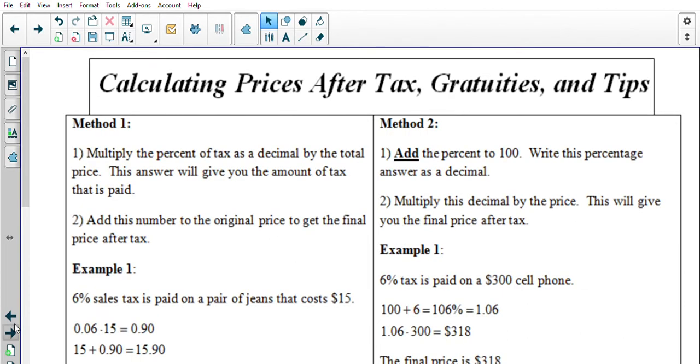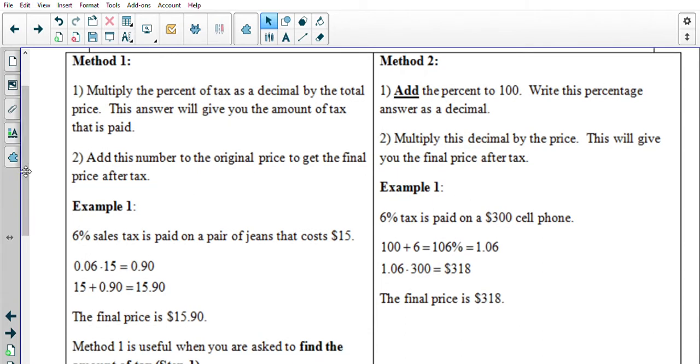All right, let's talk about calculating prices after tax, gratuities, and tips. So method 1, I'm going to show you both methods again, and for at least one, I'll show you both, but then I'll probably stick with method 2, which is a little simpler.